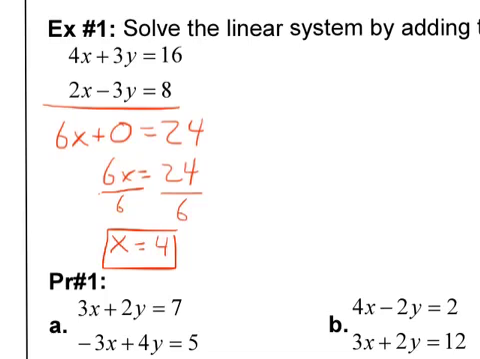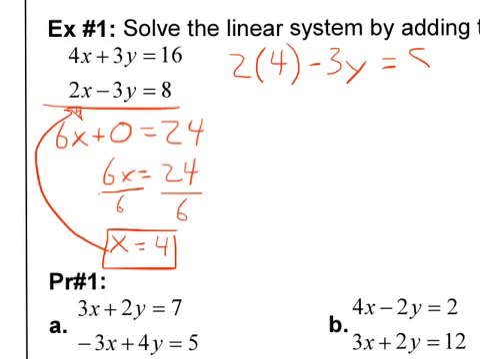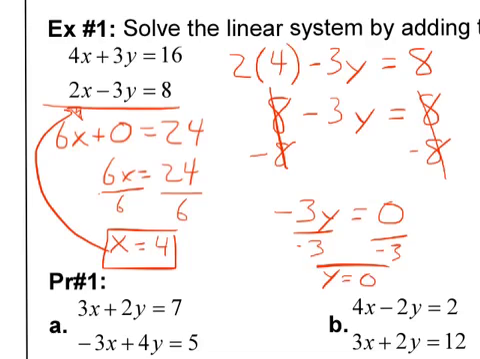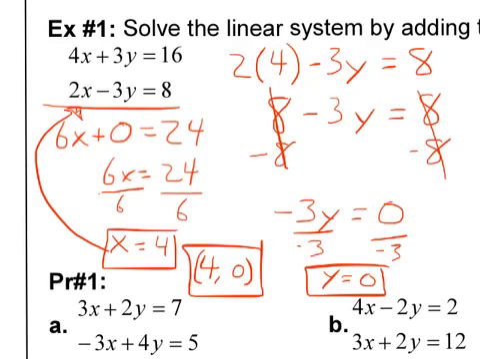Pretty simple. Then I'm going to take this and plug it back into one of the original equations. So I get 2 times x, but instead of x I put 4, minus 3y equals 8. 2 times 4 is 8, minus 3y equals 8. Subtract 8, that cancels, giving me negative 3y equals 0. Divide by negative 3, and we get y equals 0. So there's your answer, 4, 0. Boom. So we can just add straight down and get it to eliminate.